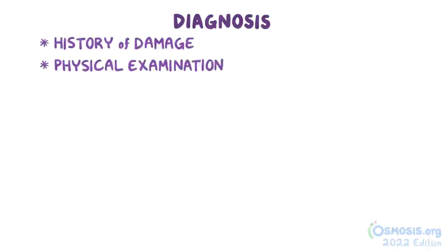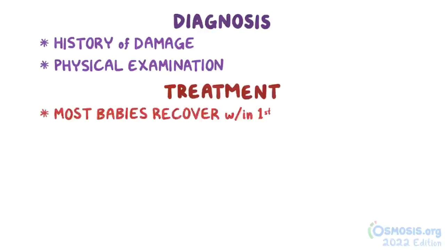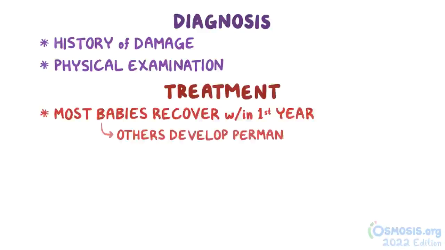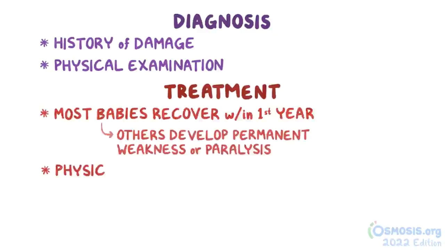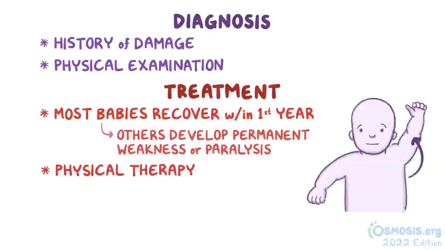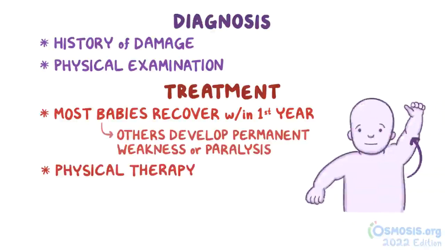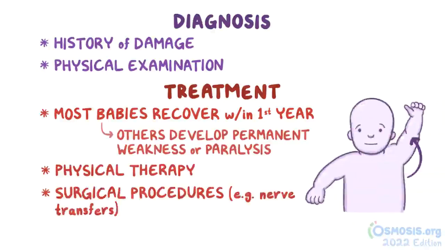The diagnosis of Erb-Duchenne palsy is based on the history of damage to the affected arm and on physical examination to evaluate the appearance and function of the affected muscles. Treatment isn't needed in all cases of Erb-Duchenne palsy. Most babies recover within the first year, but others develop permanent arm weakness or paralysis. Physical therapy is often used to aid in the recovery process. However, if Erb-Duchenne palsy does not resolve, surgical procedures like nerve transfers from the opposite healthy arm can be done.